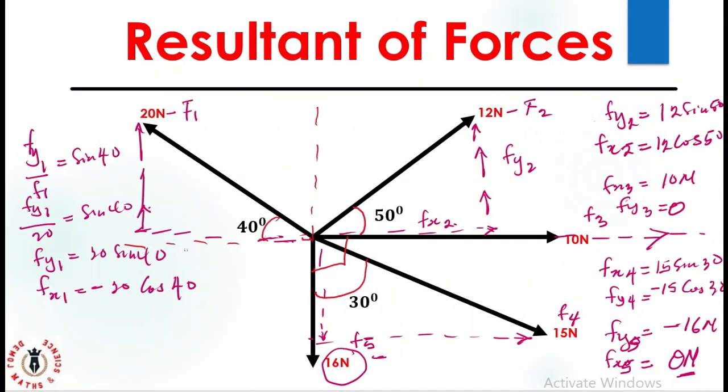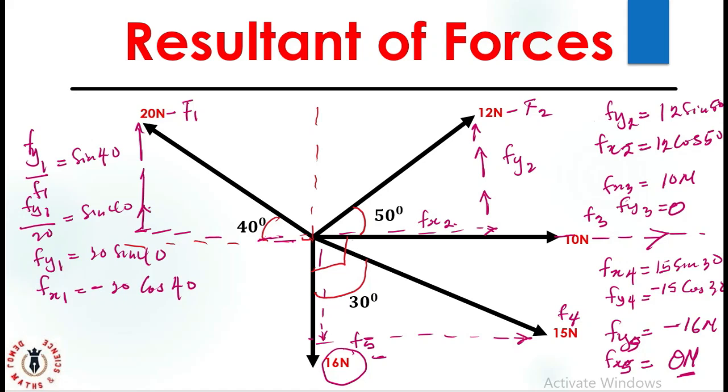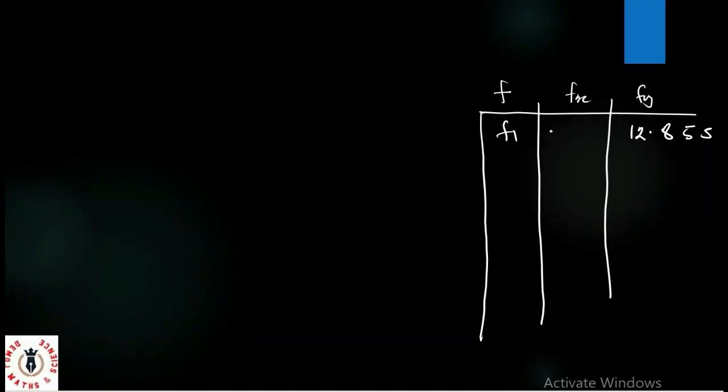F1y is 20 sine 40, and 20 sine 40 is the same thing as 12.855. Here I'll have 12.855. Now let's pick our F1x. F1x is minus 20 cos 40. Note the negative sign. That's minus 15.3.